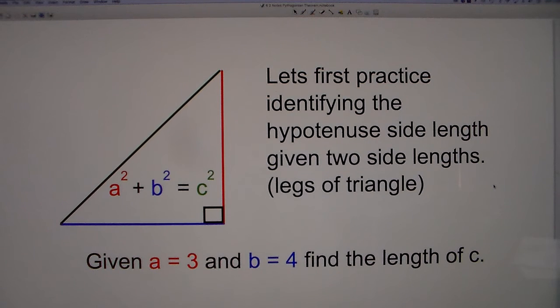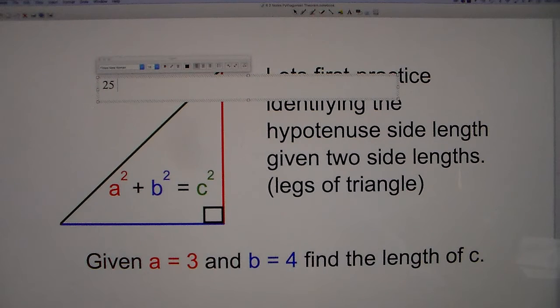So let's apply this Pythagorean theorem. We have to know the hypotenuse, c squared, is always the biggest side. It's always across from the 90-degree angle. The other two side lengths, a and b, they're interchangeable. So a is 3, so 3 squared plus 4 squared equals c squared. 3 squared is 9. 4 squared is 16, so 9 plus 16 equals 25. So 25 equals c squared.